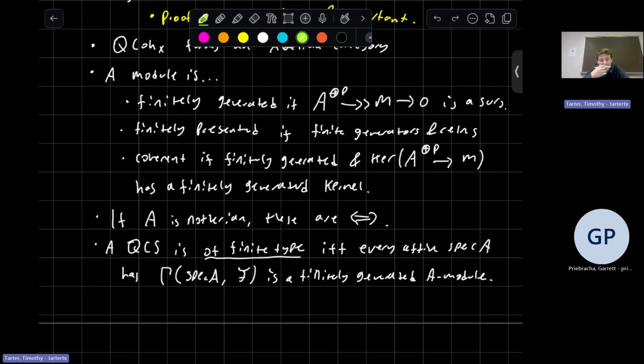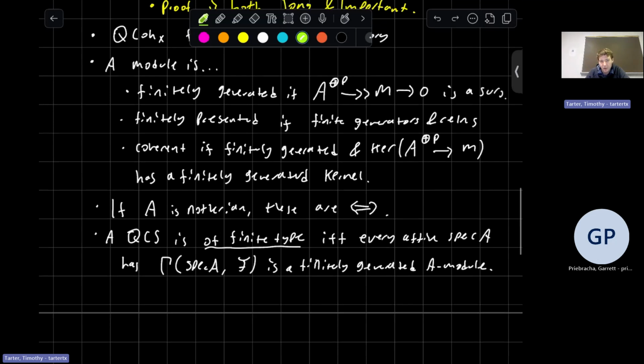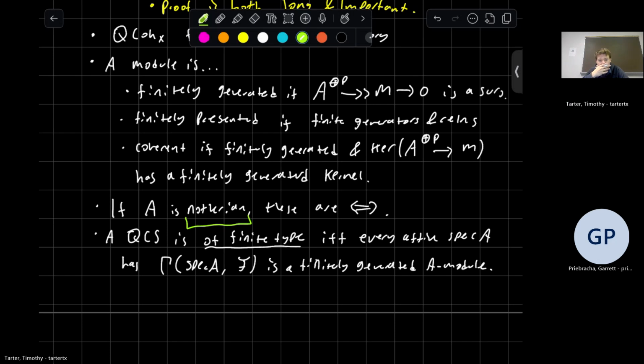Similarly, it's finitely presented if it has finite generators and relations, and then it's coherent if it's finitely generated, and the kernel of this map is finitely generated. And you might be thinking, for a lot of our use cases, these are all the same thing. And really, the truth is that it relies on a Noetherian hypothesis. So if you can establish Noetherianness, none of this matters. But otherwise, for non-Noetherian rings or non-Noetherian schemes, it's very important to distinguish coherence from finite generation because they're not just the same thing.